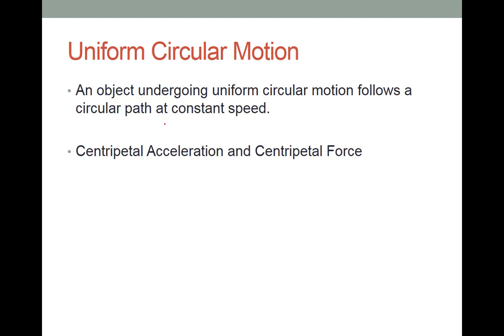When this happens, the net force takes on a special form. Normally we have Newton's second law that says F net equals ma. In this case, the net force becomes the centripetal force, and the acceleration becomes the centripetal acceleration. The centripetal acceleration has a special form, and that's given by the velocity squared divided by the radius of the circle, or the speed squared divided by the radius of the circle.